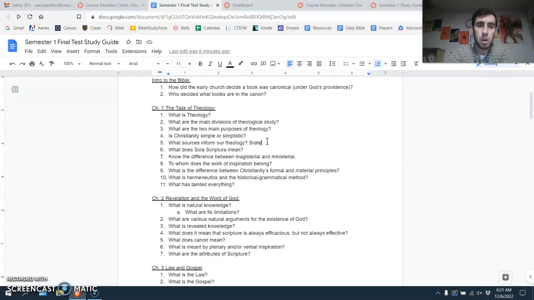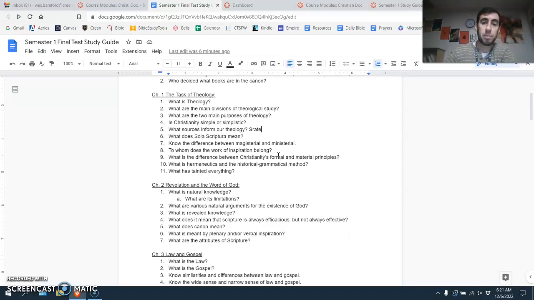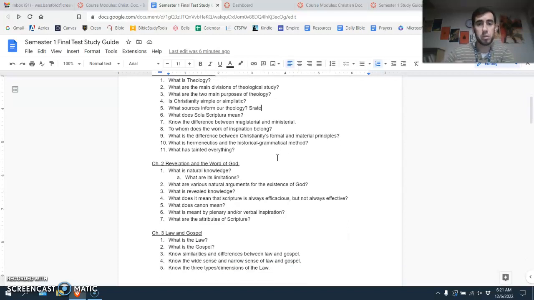That is a ministerial use of reason, and that's proper. It's faithful. To whom does the work of inspiration belong? The Holy Spirit. He is the one who gave the prophets and apostles the word of God that we might have it. What is the difference between Christianity's formal and material principles? Our formal principle is the thing that forms or shapes our worldview, and that's the Bible. Our material principle is the heart of the matter, the thesis statement, the key proposition of our religion. And that would be something like John 3:16 or Ephesians 2:8 and following, right?